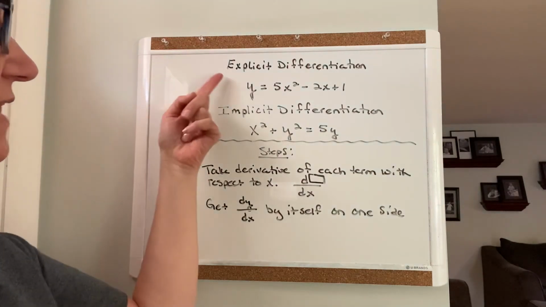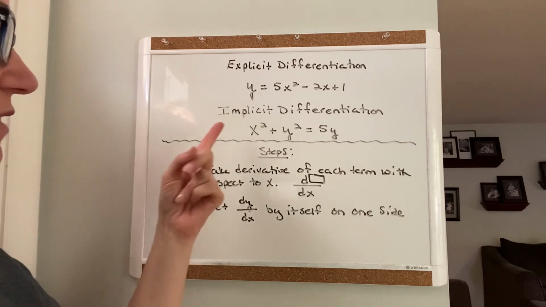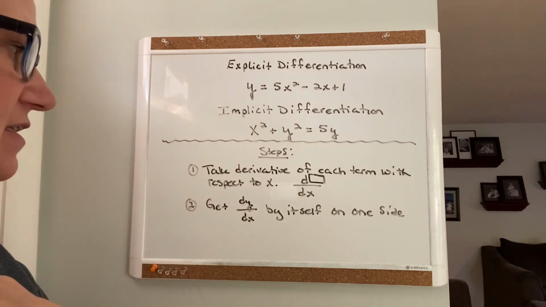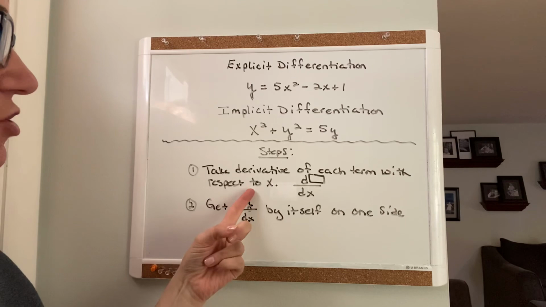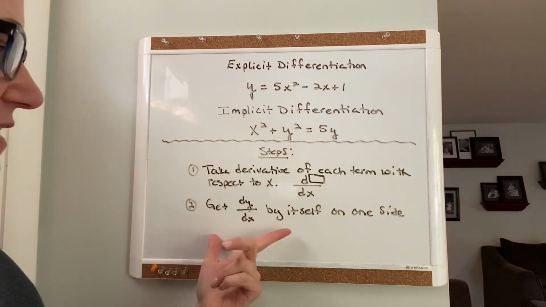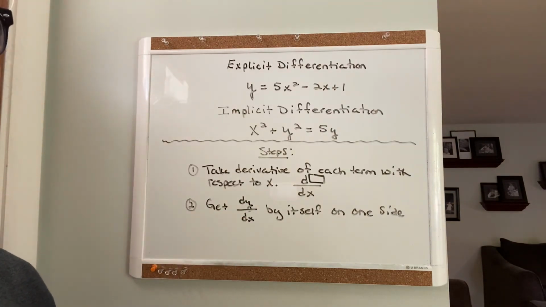All right, so here's explicit differentiation, which we've been doing. We're starting implicit differentiation this week. And these are your steps: take the derivative of each term with respect to x and then get dy/dx all by itself on one side. So your next video is going to be your first of 4 examples.